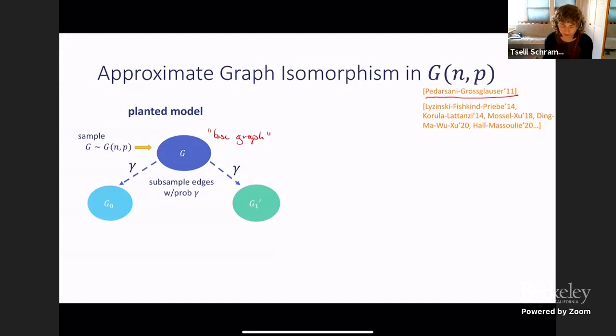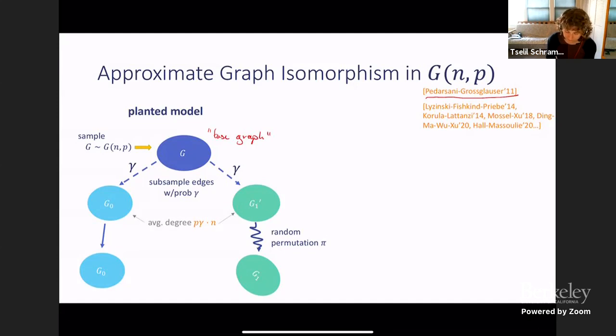Okay, so these are 2 independent subsamples. Each of them has average degree p gamma n. So the marginal distribution of G0 and G1 is G(n, p gamma). And now we'll choose a random permutation pi and apply it to G1. Okay, and then these are the 2 graphs that we see. It's not so difficult to see that the value of this permutation is going to be something like p gamma squared times n choose 2. That's just by reversing this permutation and then asking how many edges survive in both of the subsampled graphs. Then by simple concentration arguments, no other permutation gets a better value for the graph matching problem.